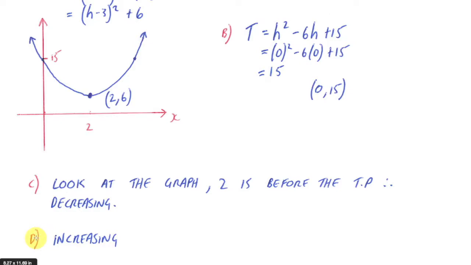In part D, we're asked if it's increasing or decreasing at the 6 hour mark. So obviously 6 hours takes us to the right-hand side of the turning point, and you can see along here the temperatures are always increasing. And finally, I'm asked, what is the minimum temperature and when does that occur? The minimum temperature occurs at the minimum turning point, and remember that's the position 3, 6. So the minimum temperature is 6 degrees, and that occurs at the 3 hour mark.